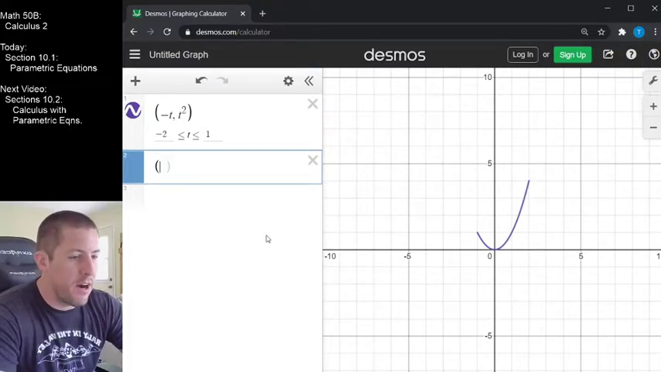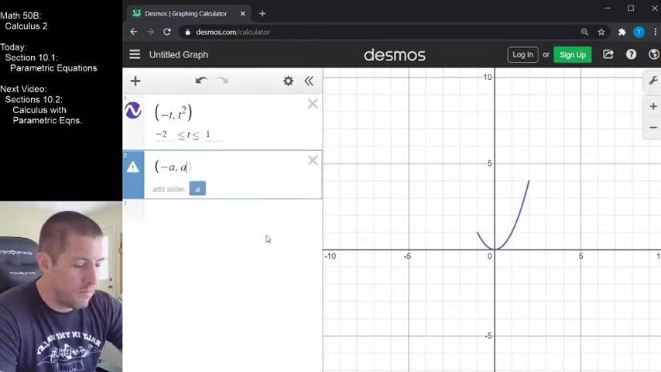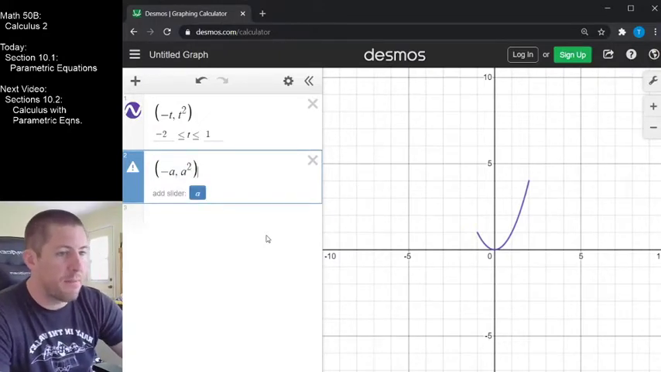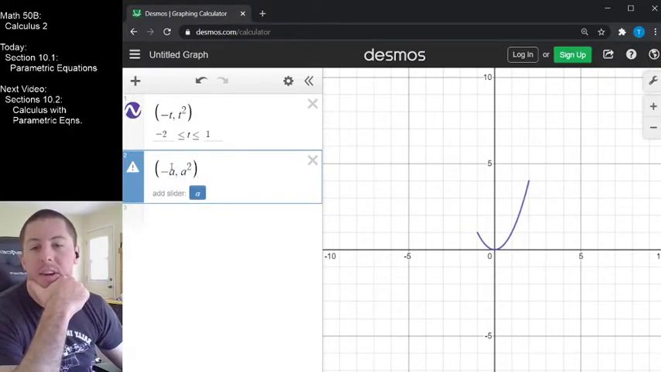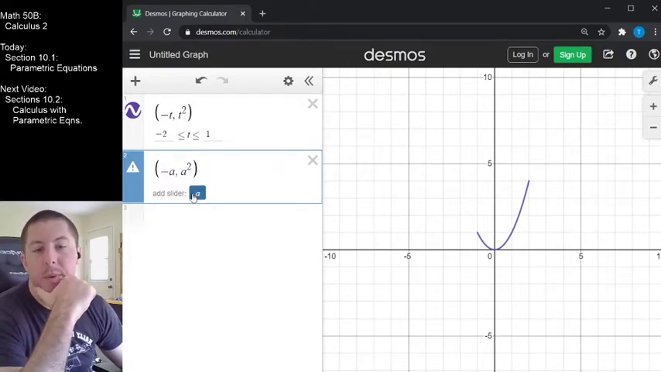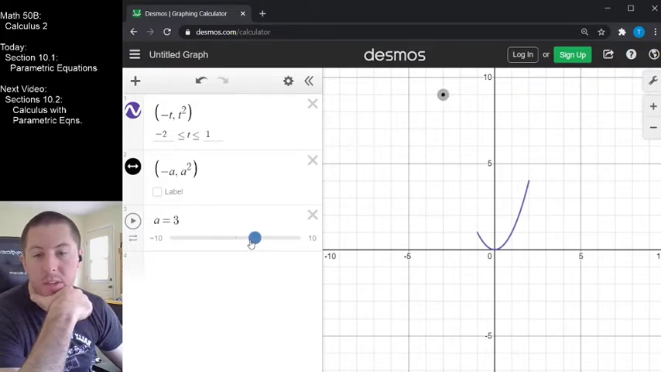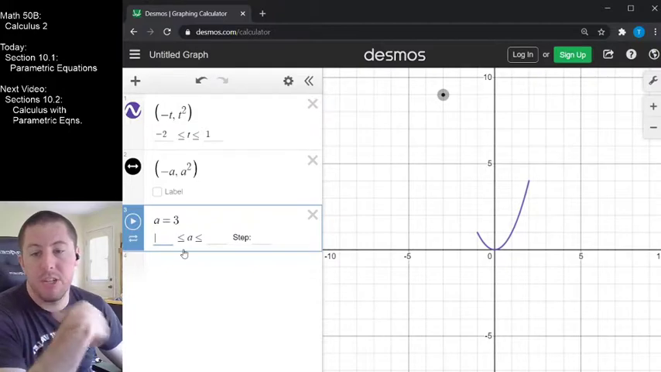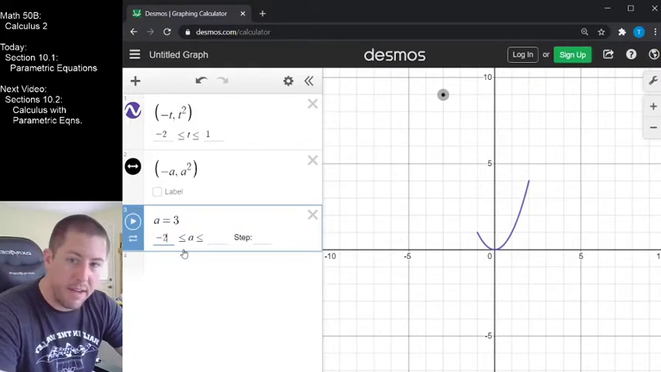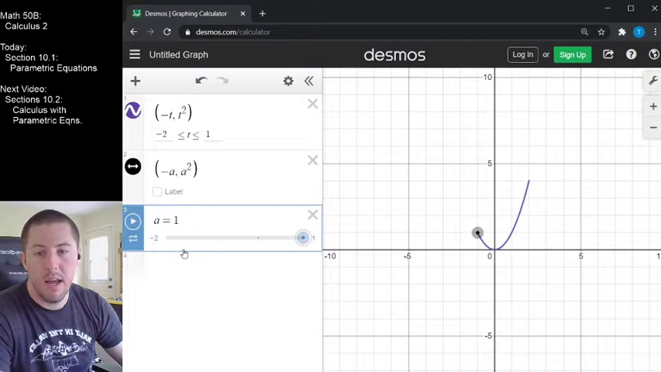If I were to use a different variable like a, then Desmos now thinks of this as something that needs a slider bar. And it's now going to think of this as a point rather than a parametrically defined equation. So I'm going to add a slider for a. Notice here, I didn't want a to go this far, because a is representing t, and t never takes on a value of 3, so that's not cool. So here's what I'm going to do. I'm going to click in the box here, and I'm going to make sure that a also only goes from negative 2 to 1, and I'm going to hit enter.